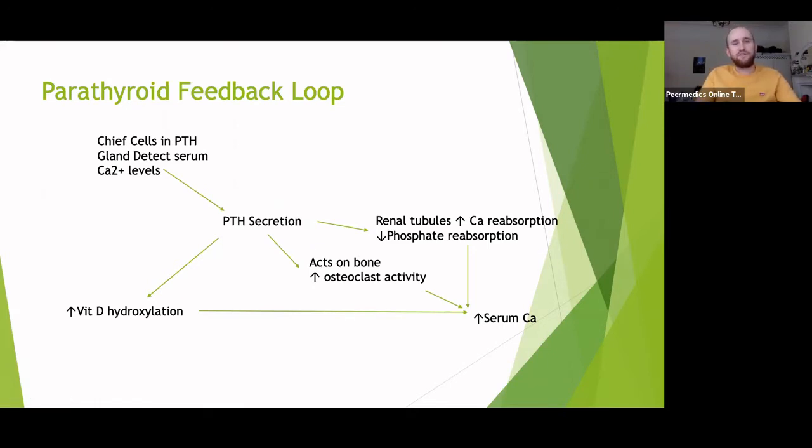So the chief cells in your parathyroid gland detect your calcium levels. If that's reduced, it then promotes PTH secretion. That then acts on what we've talked about. It acts on the bone to increase osteoclastic activity, and on the renal tubules to promote calcium reabsorption, and that also decreases phosphate reabsorption at the same time. It also promotes vitamin D hydroxylation, which has its own action on calcium levels. But all in all, that increases your serum calcium up to a point where it's normalized, and your parathyroid gland then no longer secretes that PTH.